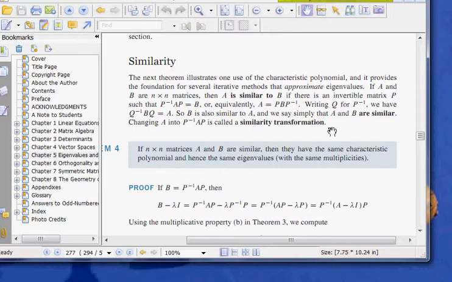And you see right here, changing A into P inverse AP is called a similarity transformation. Okay, yeah. So what they're saying is this expression right here is also in linear algebra jargon called a similarity transformation, okay? That's not important.